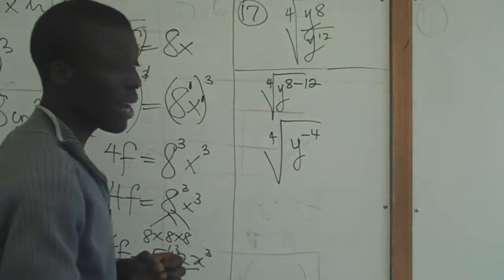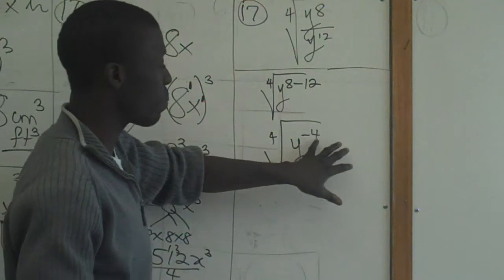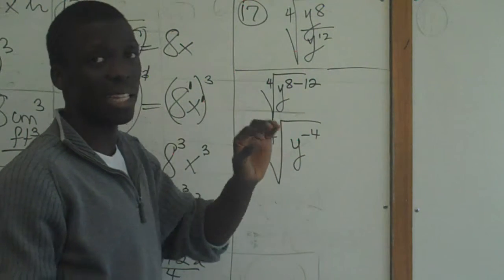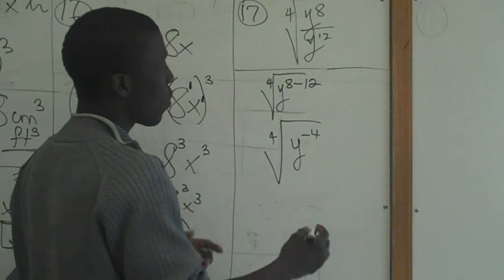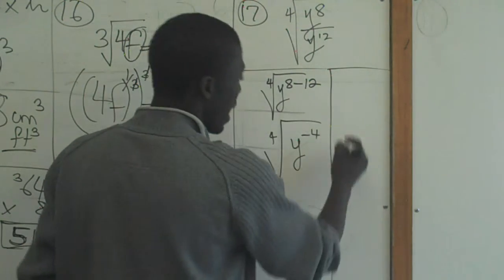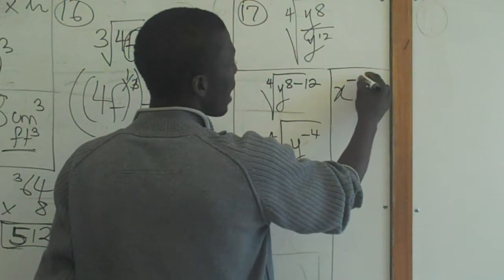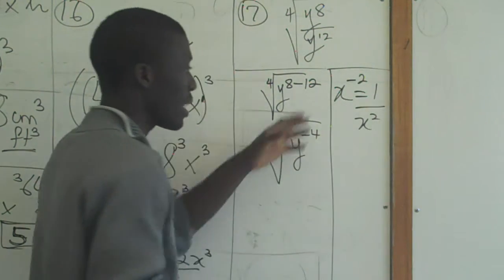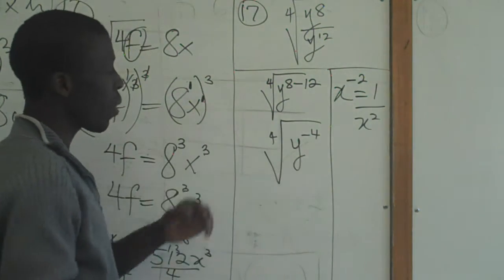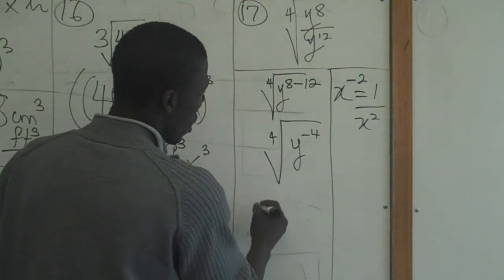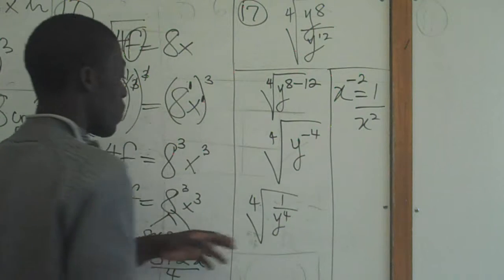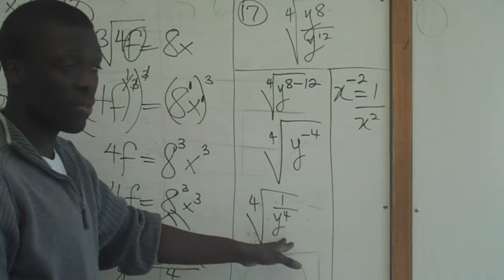Another law of indices tells us that whenever we have something to a negative power, we can rewrite that thing as 1 over that thing to the positive power. What do I mean by that? If I gave you x to the power negative 2, you can rewrite that as 1 over x squared. That's another way of rewriting it. So we're going to rewrite our y to the negative fourth power. It's going to become the fourth root of 1 over y to the fourth.